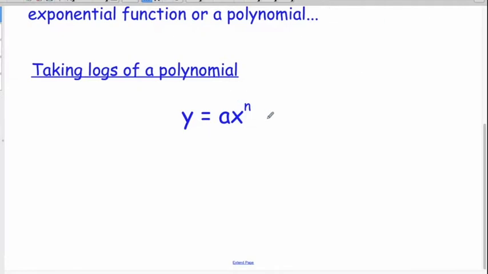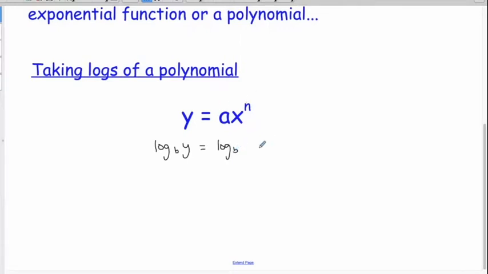So I've got an example of a generic polynomial here. A will be a constant number, like a 3 or a 4. N will be a constant as well. X and Y are the variables. So A and N are constants, just numbers that are set, and X and Y are variables. Now, what I'm going to do is take logs of both sides. I'm going to use a base of b, just a general base, and hopefully you kind of recognize what I'm doing here now.